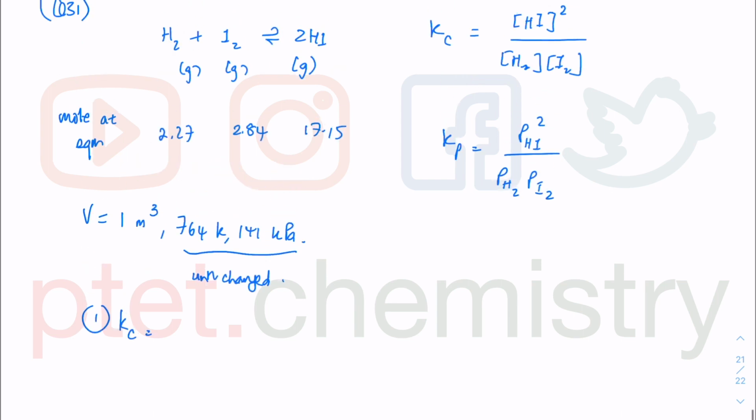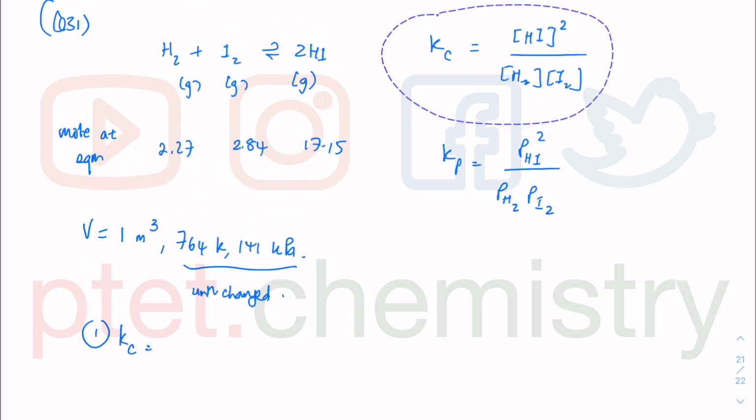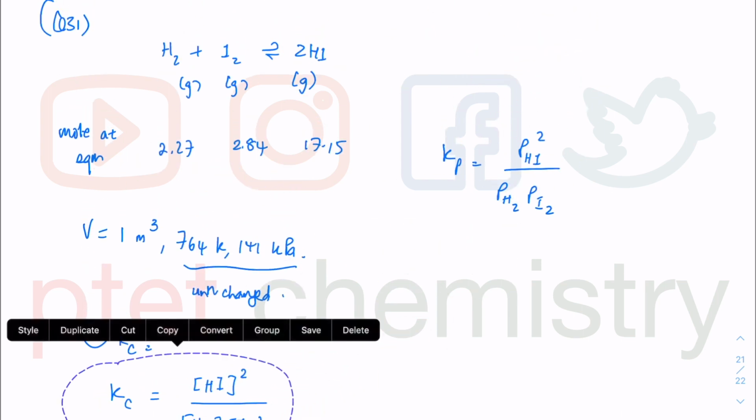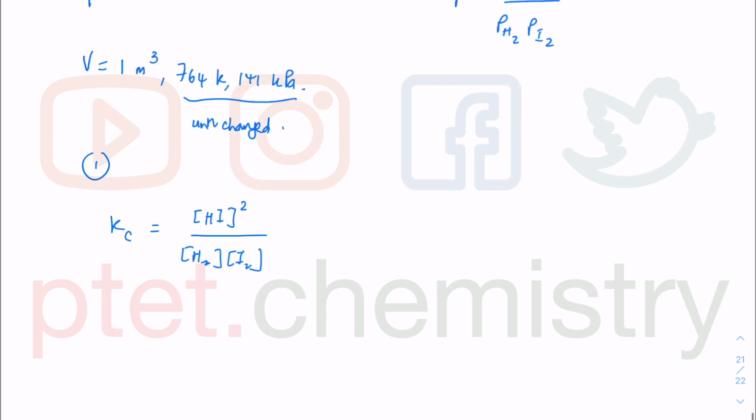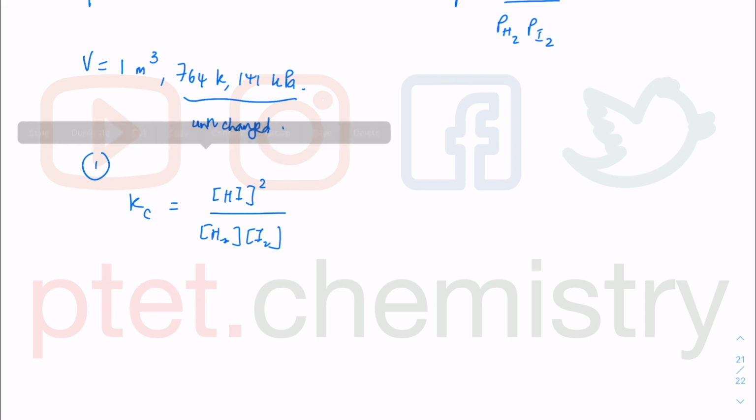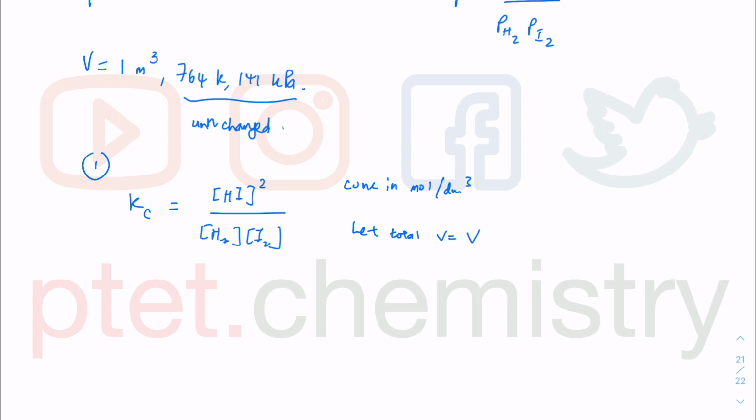So Kc is equal to, if I just copy all of this down there, then I can rub that out. So Kc is equal to that, and then let's sub in some values. Concentration is in mole per dm³. So let the total volume be V.